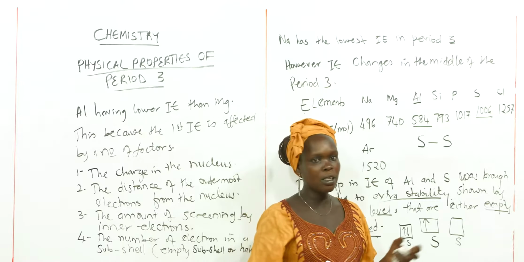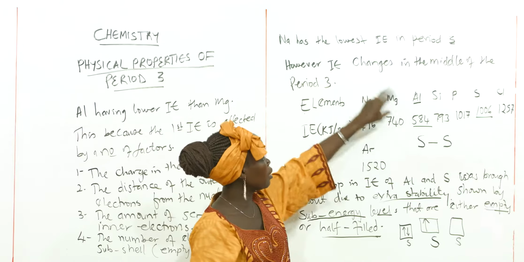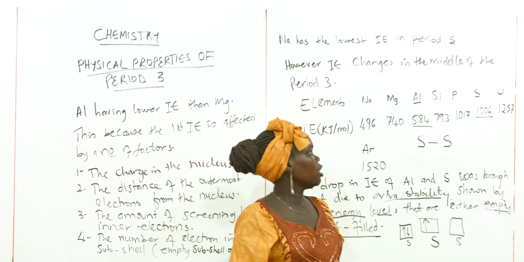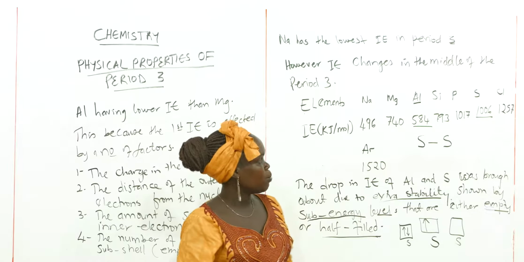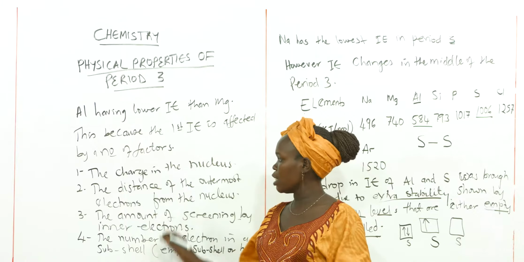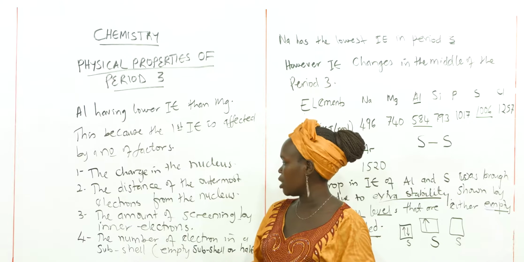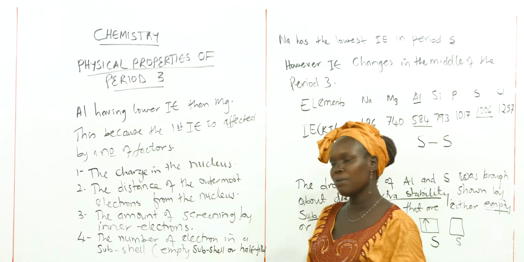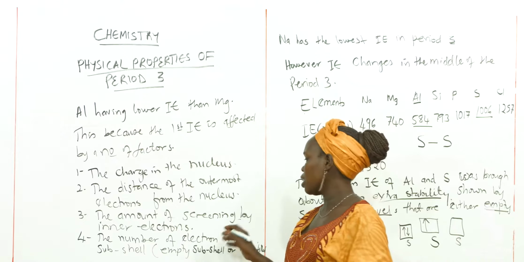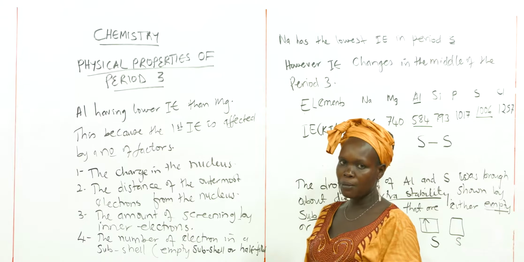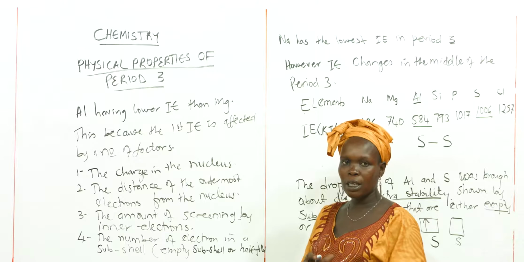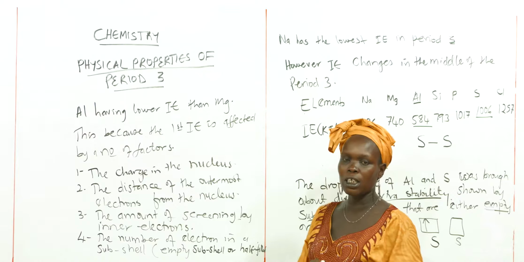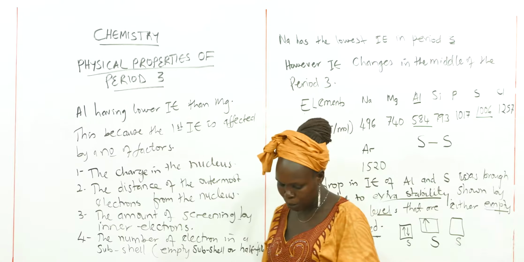So with these, learners, we know that the ionization energy in aluminium and in sulfur is caused by very important factors, which we have already seen here: the charge in the nucleus, the distance of the outermost electrons from the nucleus, the amount of screening by the inner electrons, and lastly the number of electrons in the subshell. So you may find that the subshell is either empty or half filled. So this causes the decrease in the ionization energy.